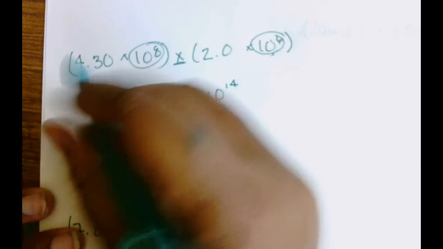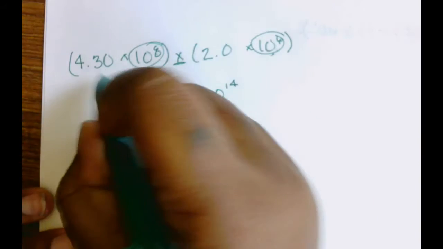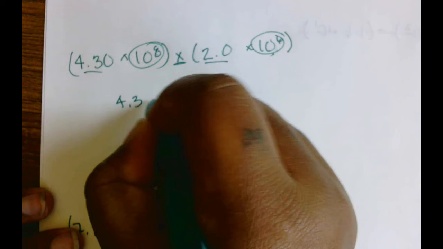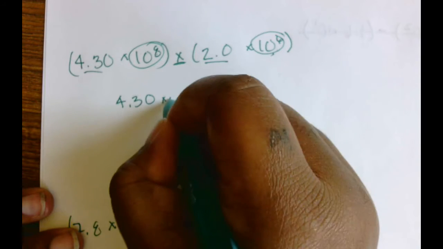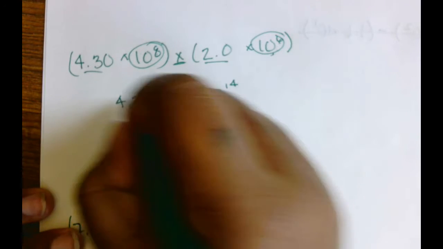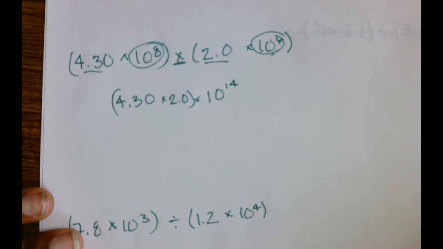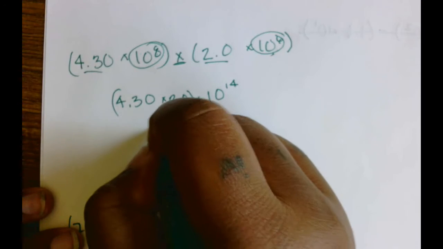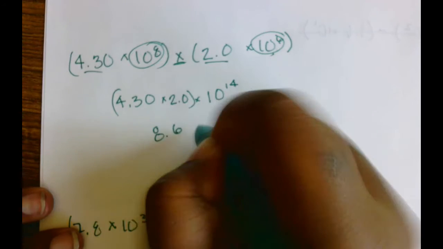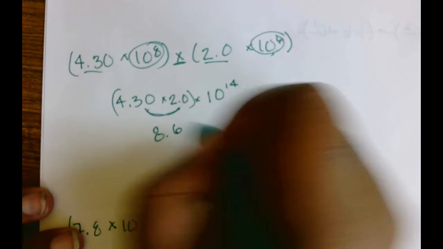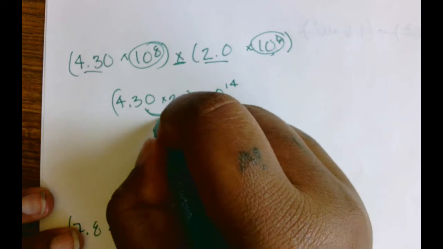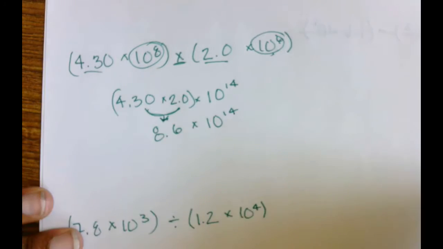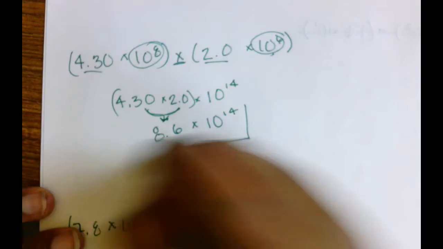After I have that, all I have to do is go in and multiply my coefficients, which is 4.30 times 2.0. And I'm done. Now, if you wanted to multiply these out, that's perfectly fine. Your answer would be 8.6. That's these two numbers multiplied together. 8.6 times 10 to the 14th power. That's it.